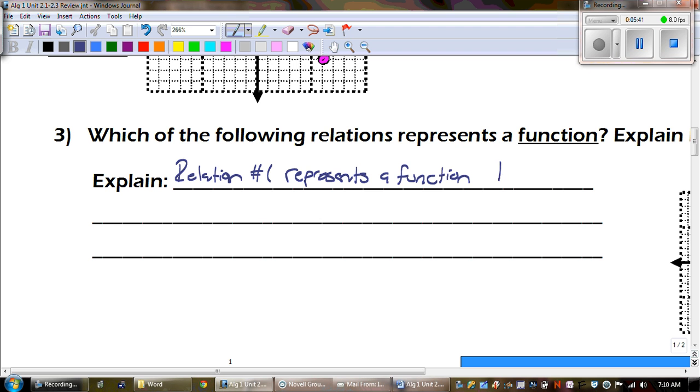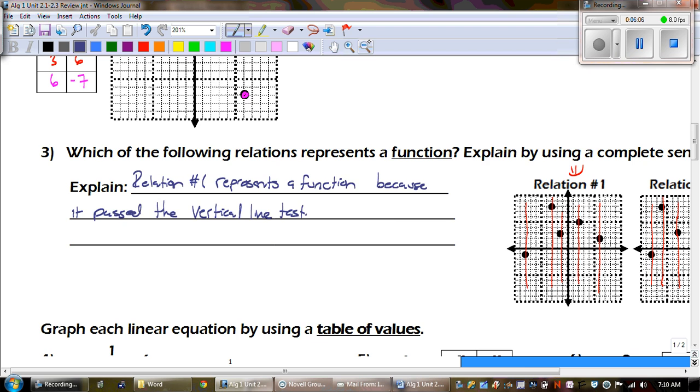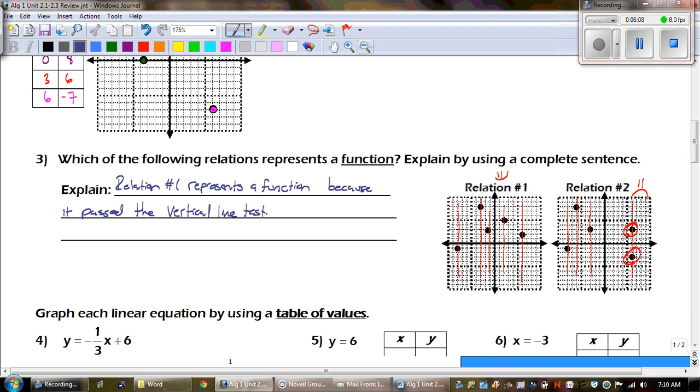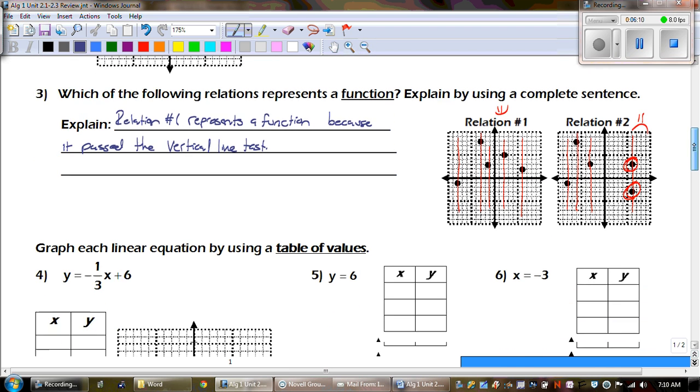Well, why? Because it passed the vertical line test. That's what we were just doing. Okay? It passed the vertical line test. No points are above each other. Could be another way that you say that. All right.